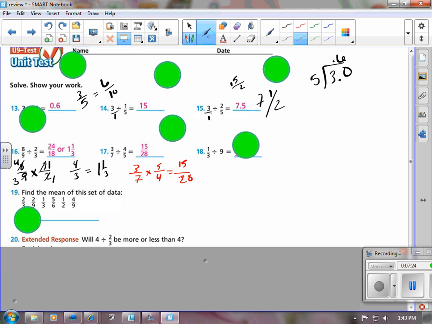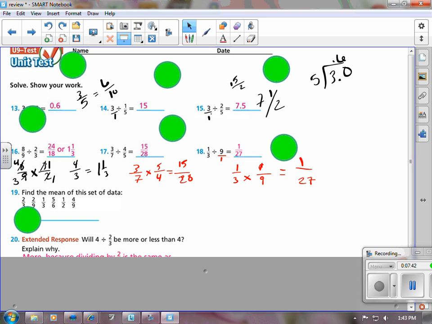Again, I can flip it and multiply. Remember, any whole number, it looks like that. So I can go 1/3 times 1 over 9, which is 1 over 27.